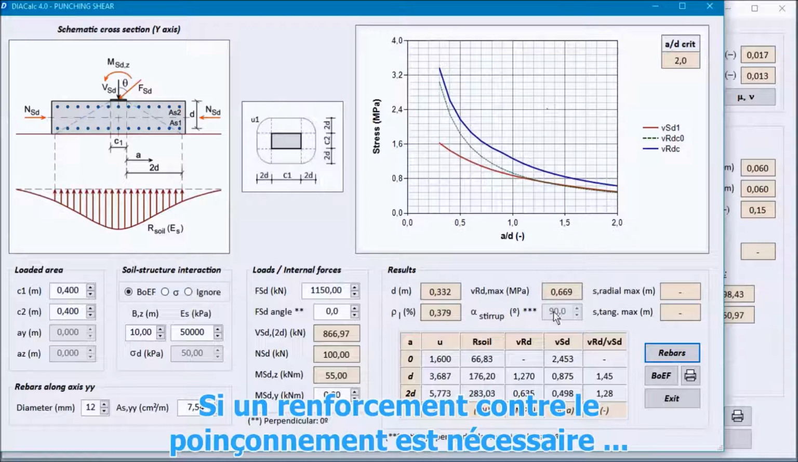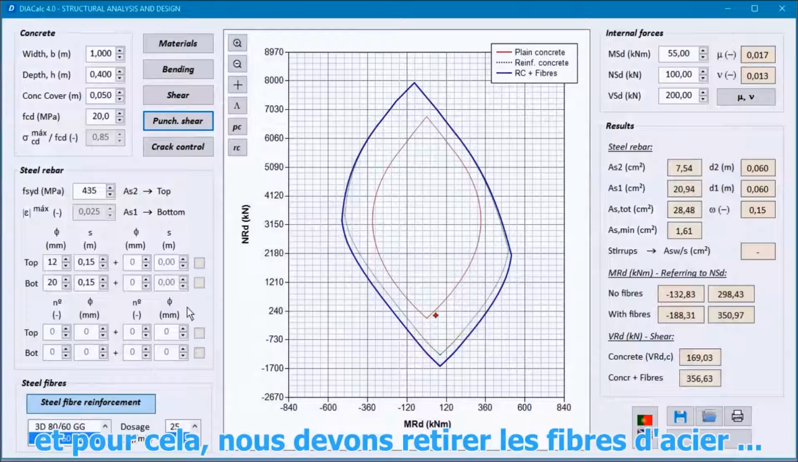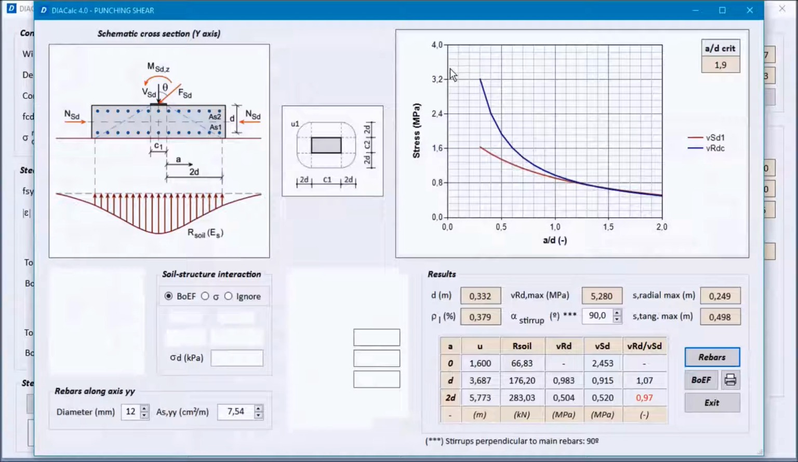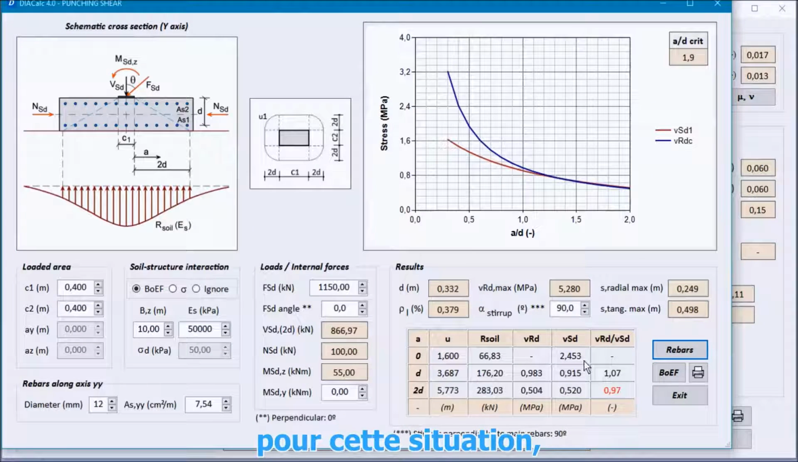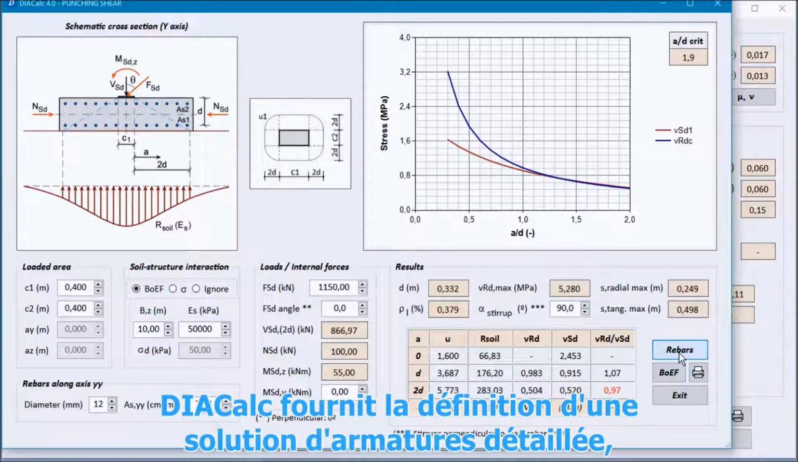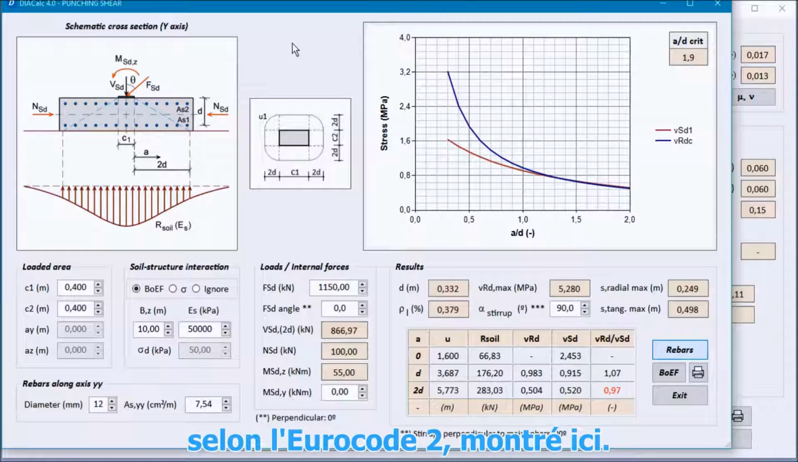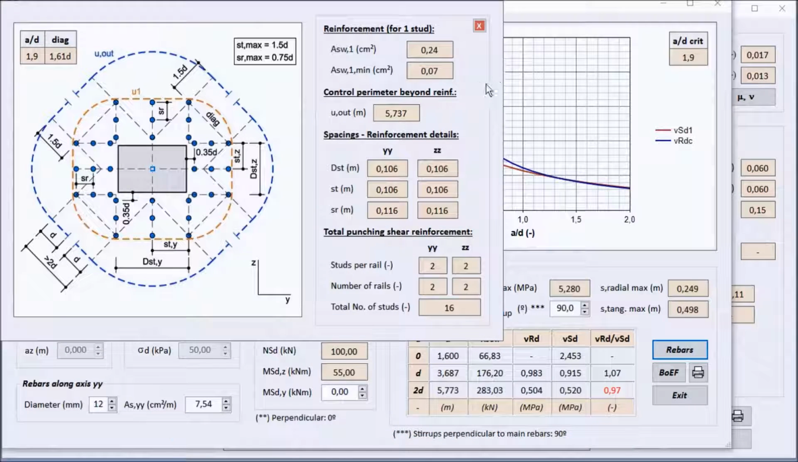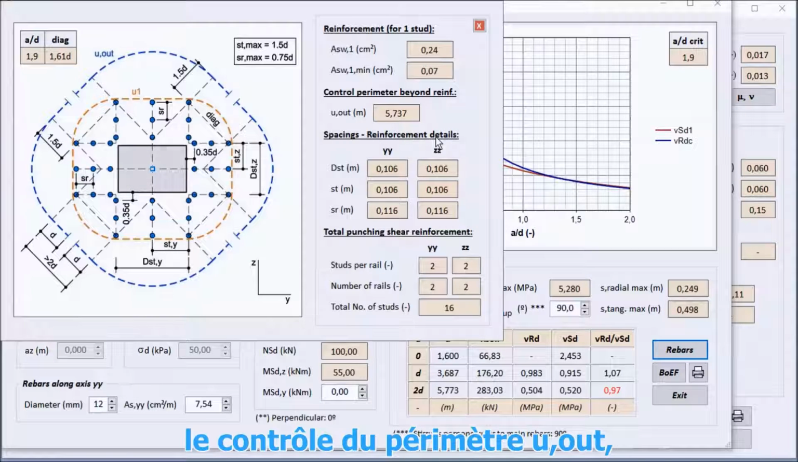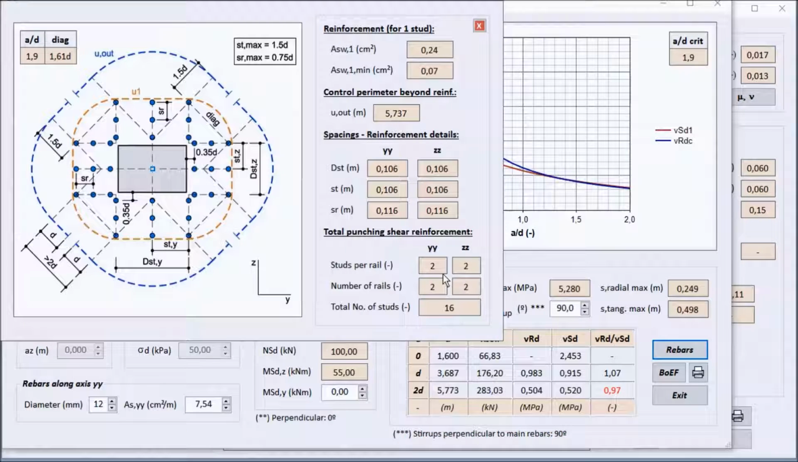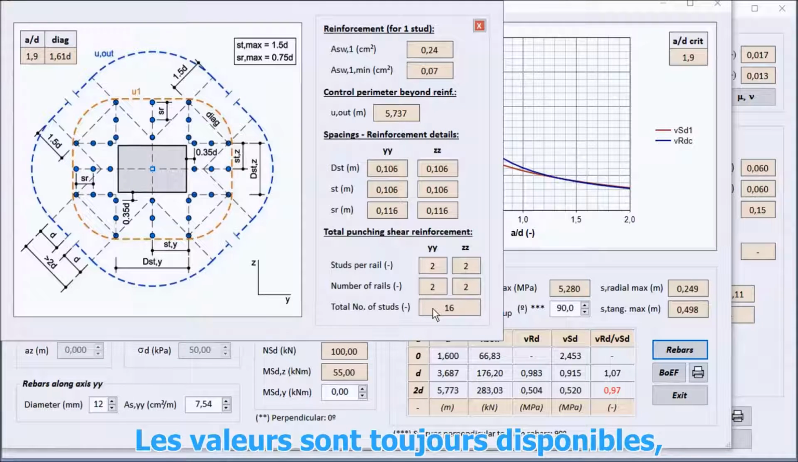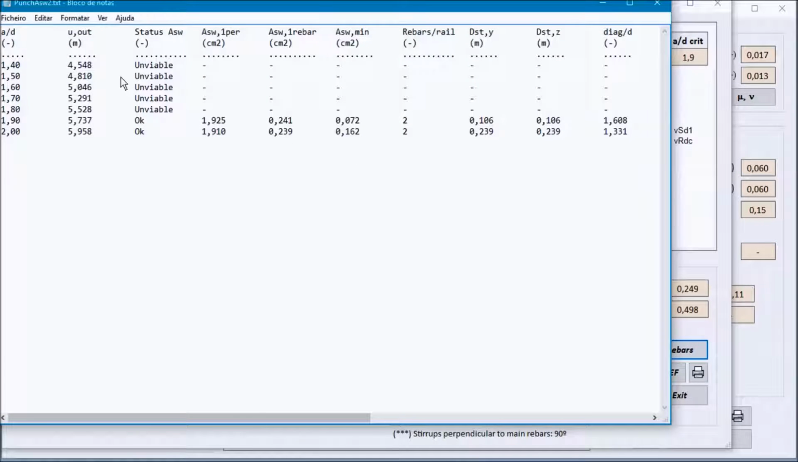If any punching reinforcement is necessary, for that we have to take out the steel fibers, and let's choose standard DIACalc 2. For that situation, DIACalc provides the definition of a detailed rebar solution according to DIACalc 2, as shown here. It's possible to see the reinforcement values, including minimum values, the control perimeter U out, and the reinforcement spacings, and also the total punching shear reinforcement that can be seen here. Values are always available, showing all the relevant perimeters that were analyzed.